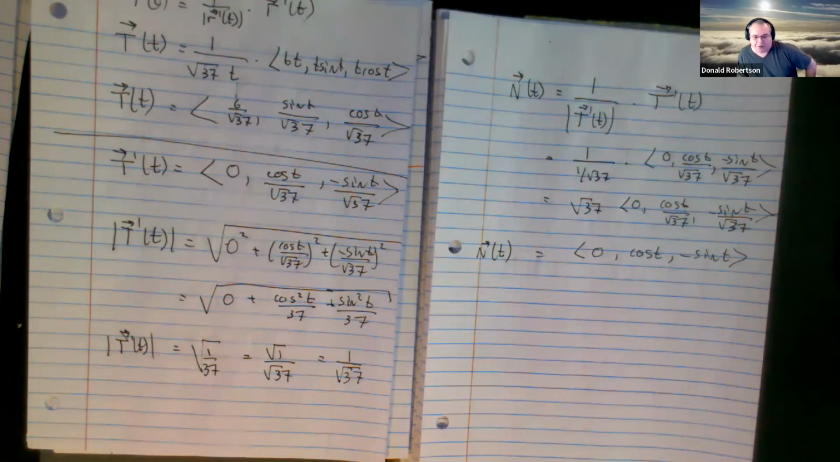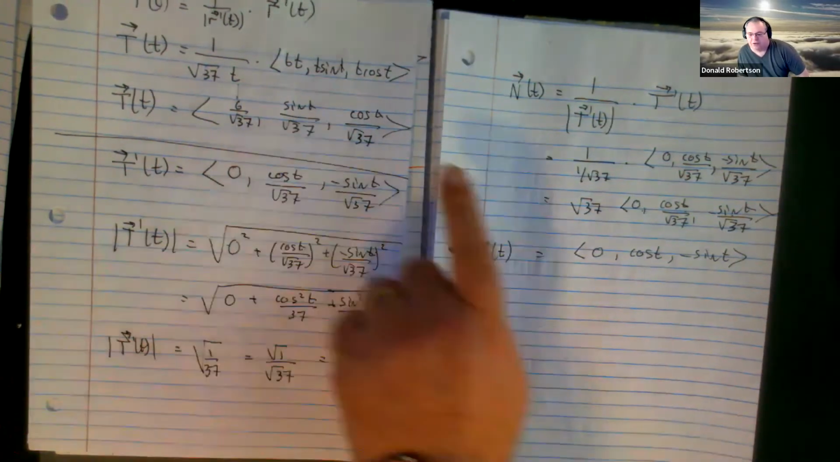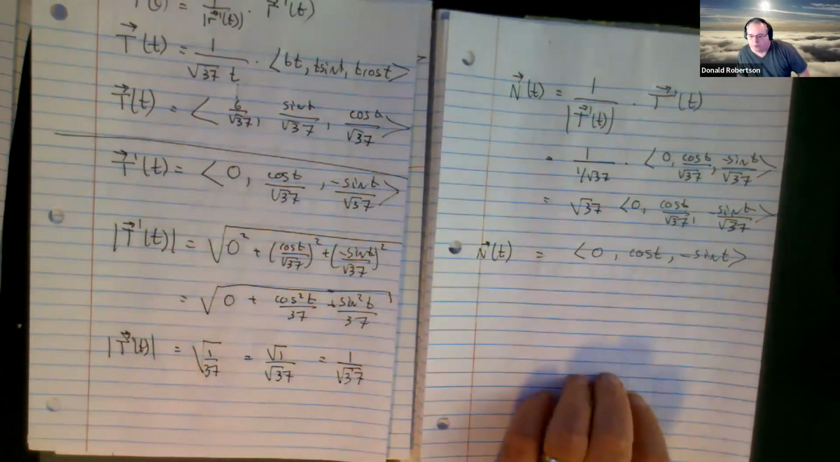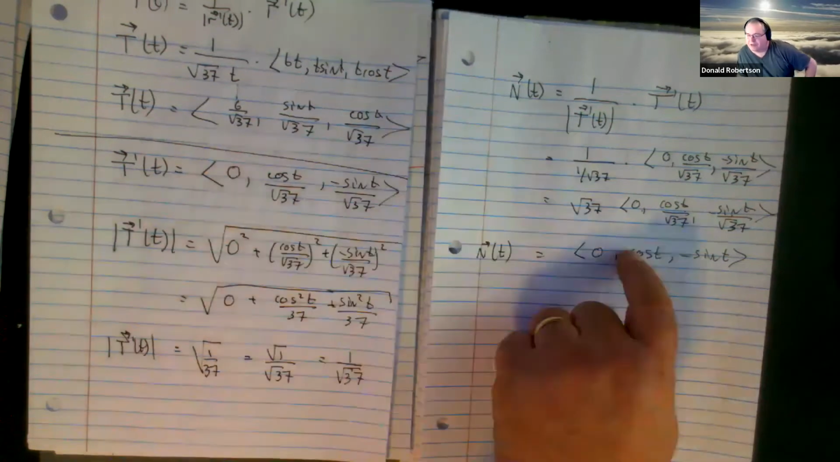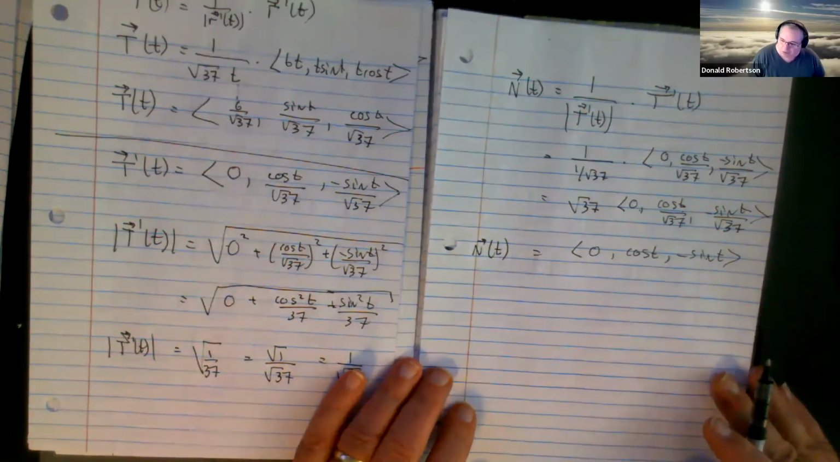And you'll have to trust me, but if you take the unit tangent and the unit normal, they are orthogonal. If you don't believe me, just do a dot product and I bet you'll get 0. Are we good?